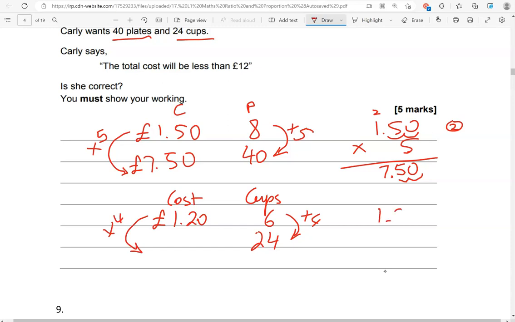So £1.20 times 4. 4 times 0 is 0. 4 times 2 is 8. 4 times 1 is 4. 2 decimal places in total, so £4.80.